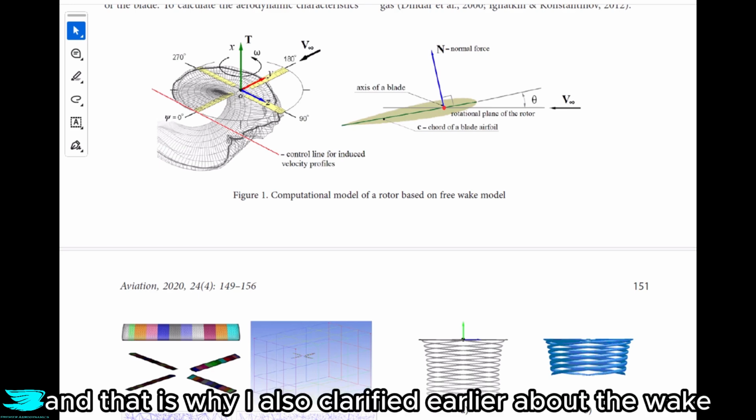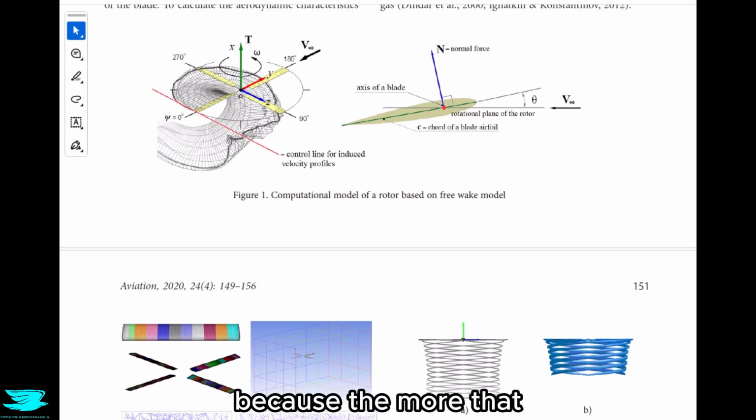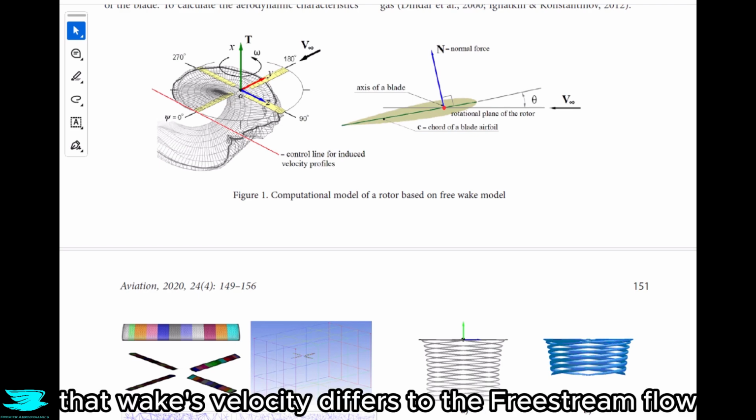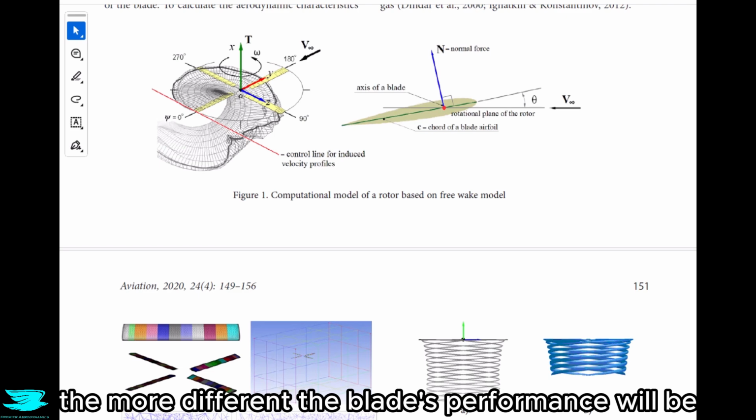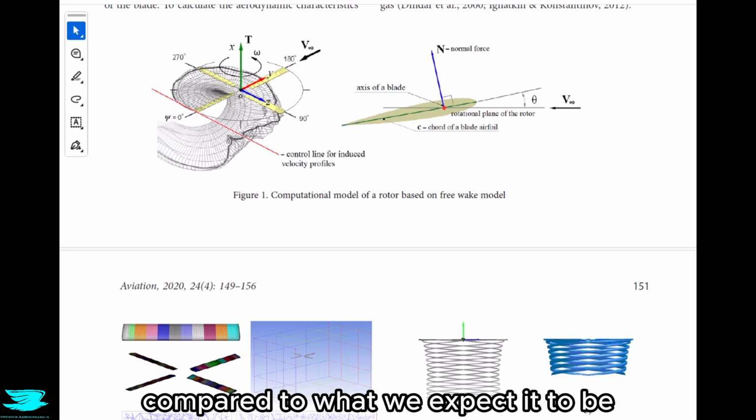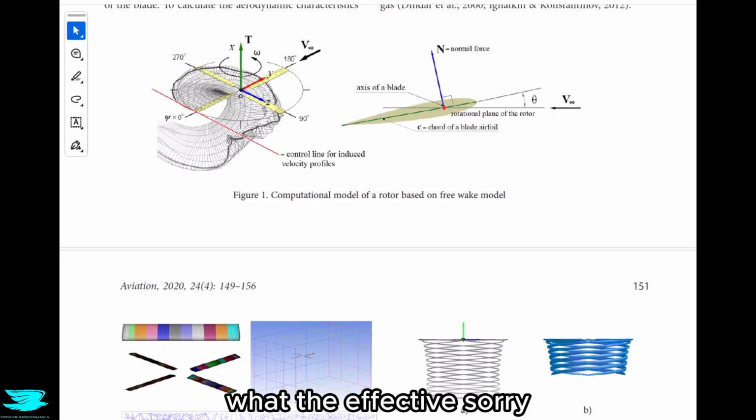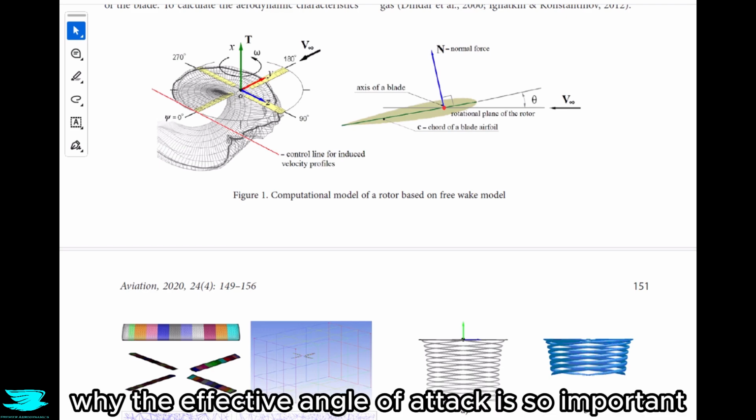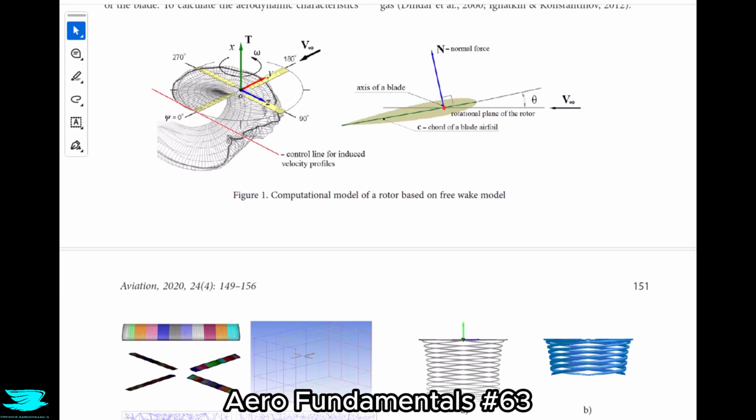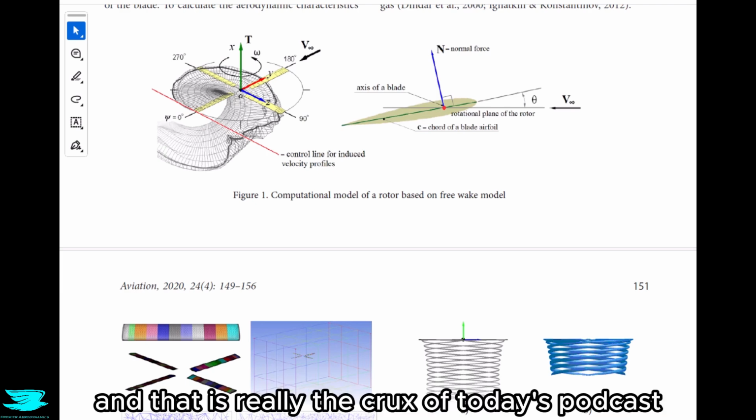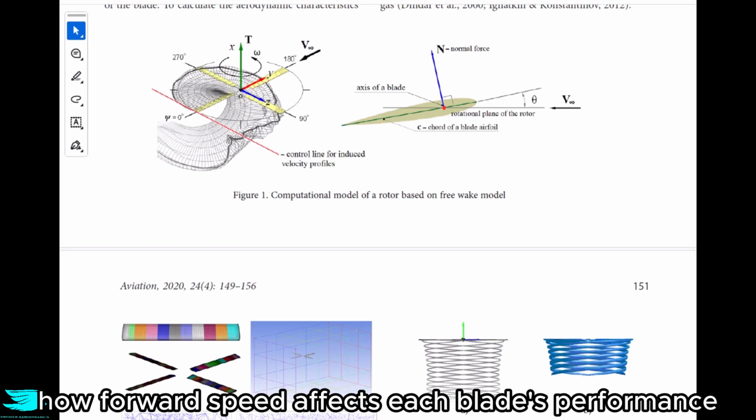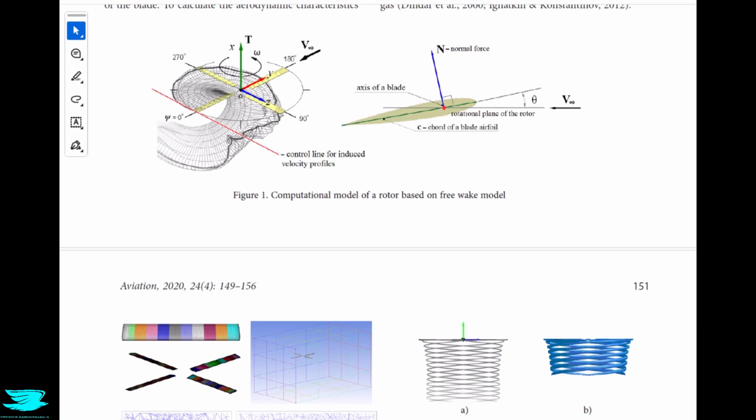And that is why I also clarified earlier about the wake interacting with the blade, because the more that wake's velocity differs to the free stream flow, the more different the blade's performance will be compared to what we expect it to be. And I covered that idea in a video on our YouTube channel called Why the Effective Angle of Attack Is So Important, Aero Fundamentals number 63. And that is really the crux of today's podcast, how forward speed affects each blade's performance.